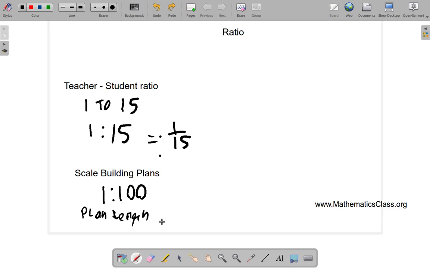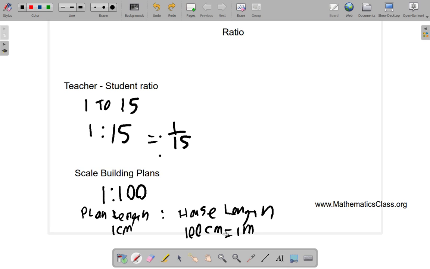The length between two objects on the plan compared to the house length. For example, it could be on the plan, the distance between a door and a light switch is 1 centimeter. On the actual house, it should be 1 times 100. Since it's 1 to 100, that is 100 centimeters, which is the same as 1 meter.